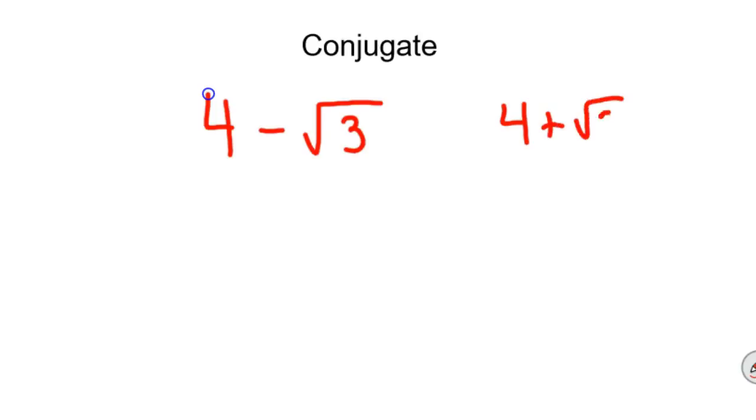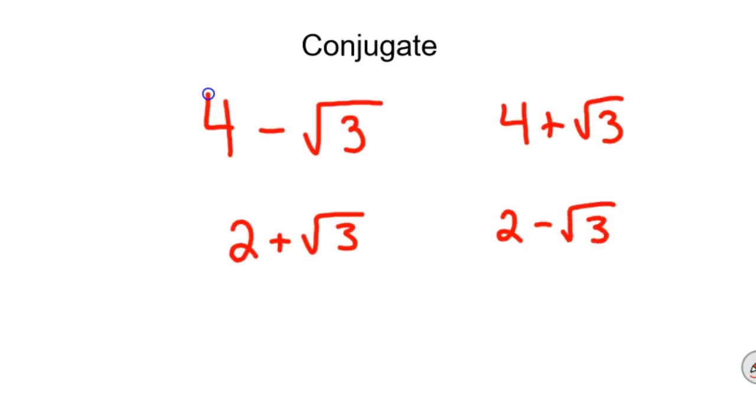Alright, in this video we're going to talk about what a conjugate is. To me, conjugates in math are some of the coolest things ever. So basically, when you have a binomial that has an irrational number in it, so let's say we had 4 minus the square root of 3, its conjugate would be 4 plus the square root of 3. Or maybe if we had 2 plus the square root of 3, its conjugate would be 2 minus the square root of 3. So you just change that sign in the middle of it.